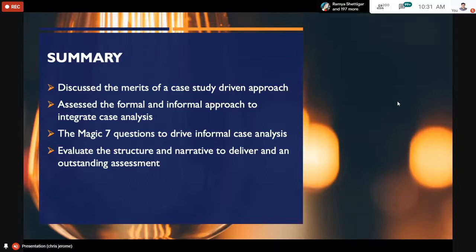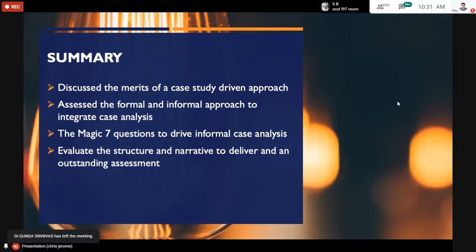Just to summarize what we've gone through, we've discussed the merits of a case study driven approach. I hope I've convinced you that case analysis in the classroom is great. We looked at both the formal as well as the informal approach to case analysis. We said informal is extremely easy to do. All we need is seven magical questions to get to the heart of a problem.